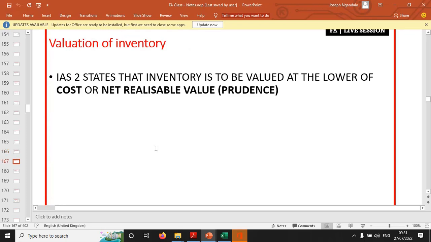Okay, let's proceed. Inventory valuation. I said this is the thrust of this particular topic, right? It's many points, actually. All these things we have been doing. Inventory should be valued at the lower of cost or net realizable value. The prudence concept is being used there. So that's what we have there.